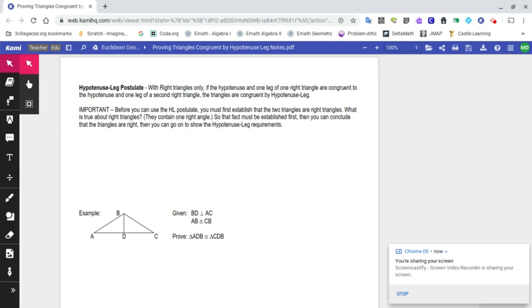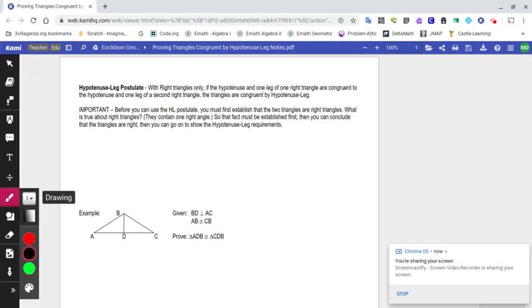All right, so here we are for the fifth and final method of proving triangles congruent to each other. It's called hypotenuse leg, and as the name suggests, the only kind of triangle where we would talk about a hypotenuse is a right triangle. This is real easy to explain. It basically boils down to the Pythagorean theorem.